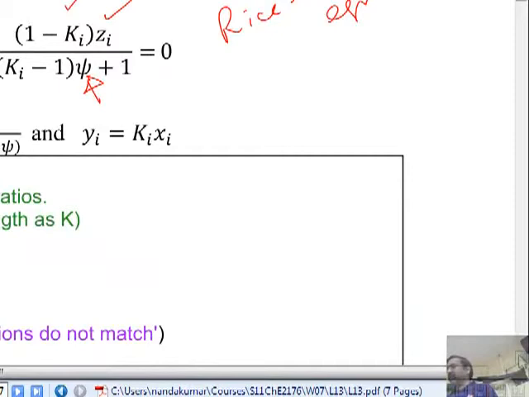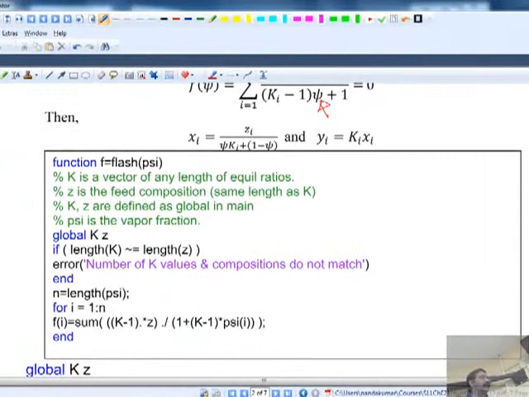So in the last lecture, a few lectures ago, we implemented this Rachford-Rice equation into a function. That's something that we know that we need to do. A problem is unique to us, so we have to define what the problem is, whether it is to HYSYS or to MATLAB or any other tool.